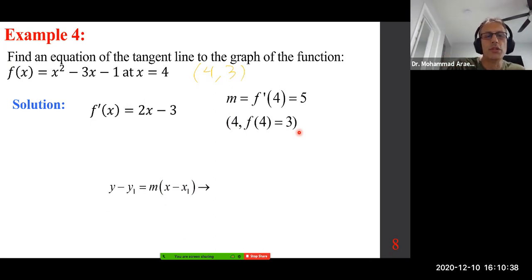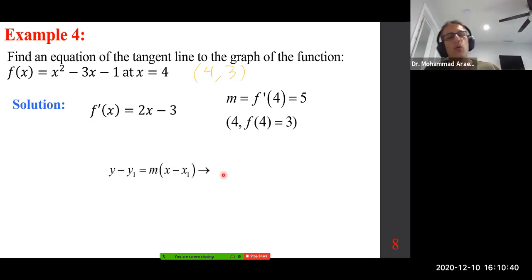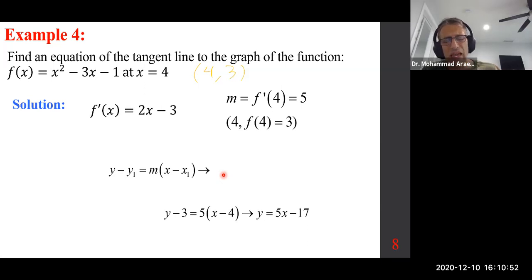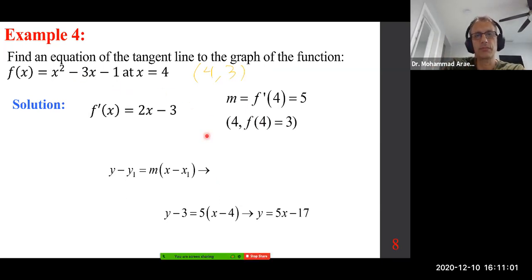So the point slope, everybody remembers that y minus y1 is m times x minus x sub 1, meaning y minus 3 is 5 times x minus 4. And of course, simplified. By the way, the pair comes from the original function. It also belongs to your tangent line. You can check it also.